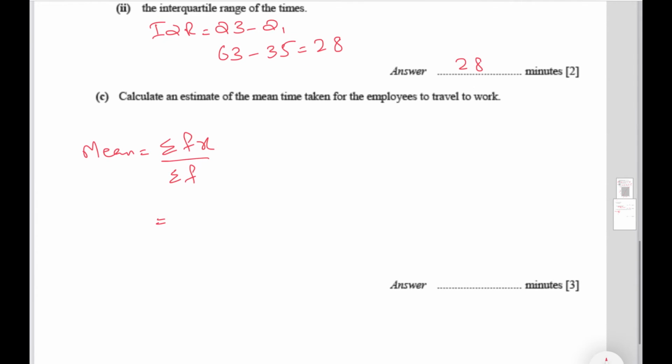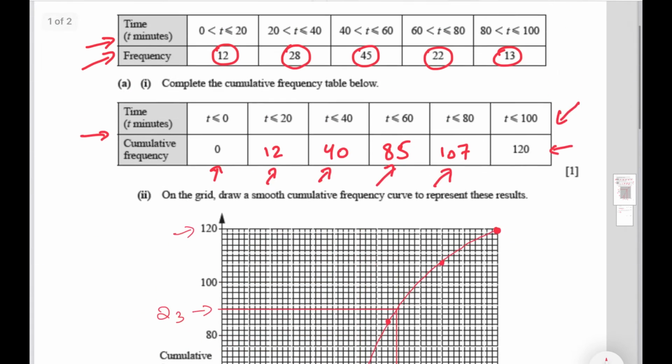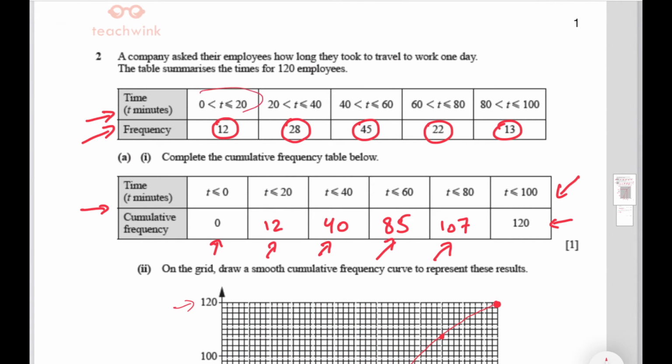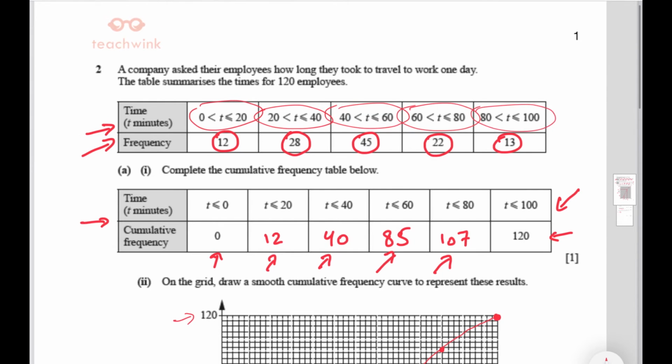So how do we find the middle values? So we look at all of these values right here. 1, 2, 3, 4, 5, and I'll just write the middle values on top of those boxes. So the first one would be 10, the next one would be 30, the next one would be 50, then 70, and then 90.